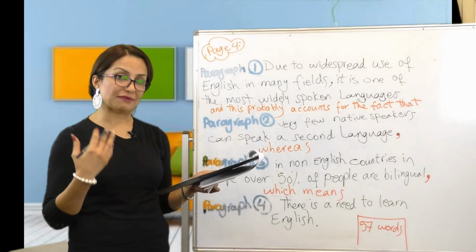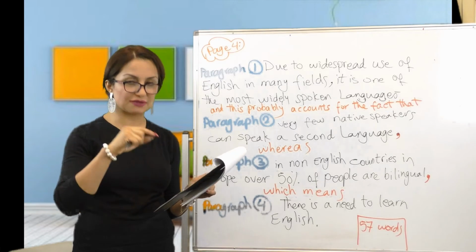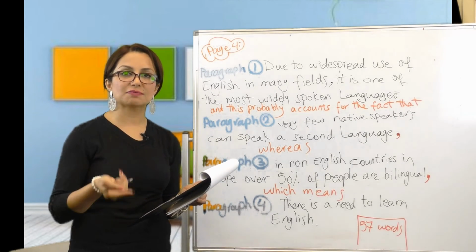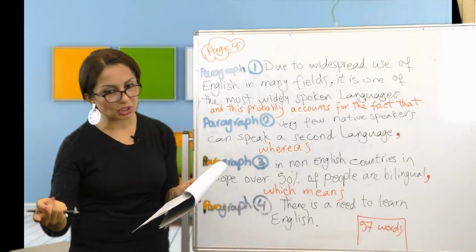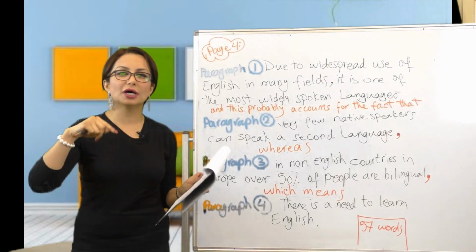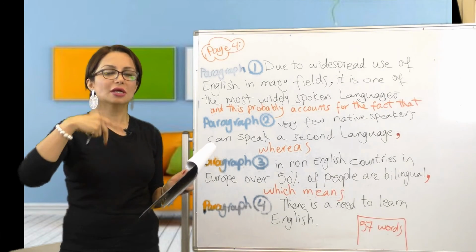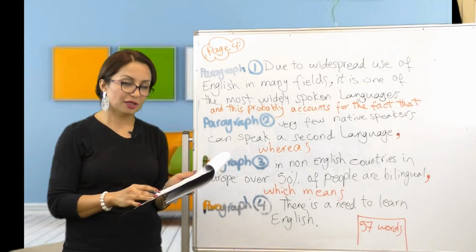So here we have a text with 3 paragraphs, but we only summarize 1 paragraph, which is the first paragraph. And in the first paragraph you have the problem, causes related to the problem, and solution. That's it. The rest is just supporting ideas for the problem stated in the first paragraph.